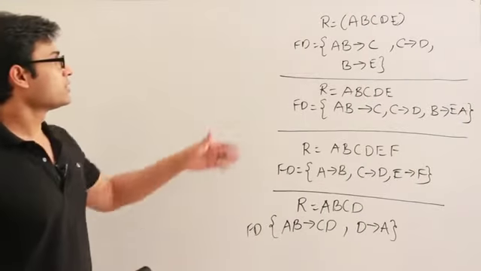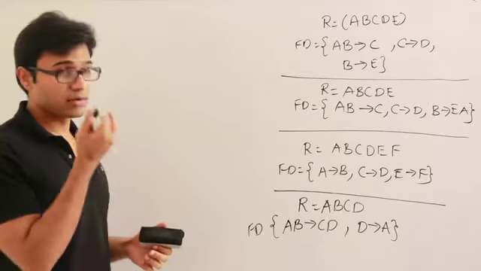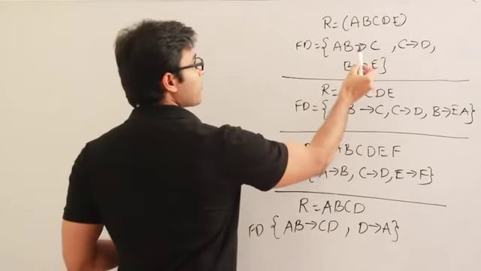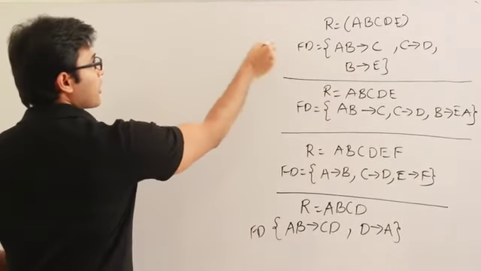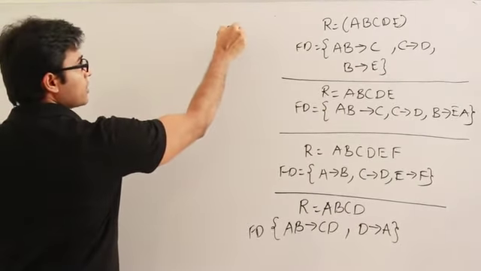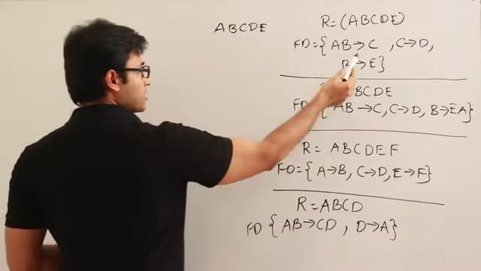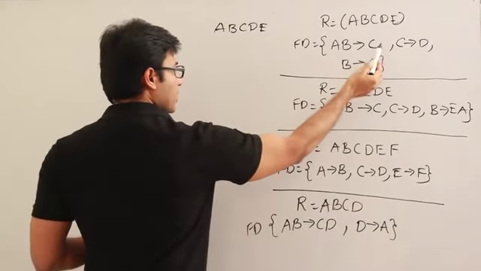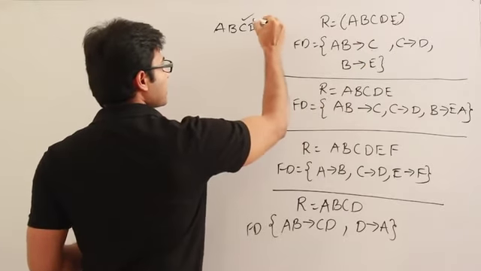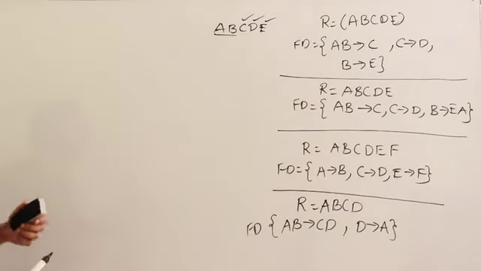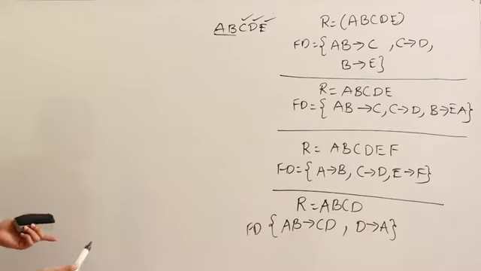Now for this relation and these FDs, let's find out the candidate keys. Now if you see this, what are the total number of attributes in this? A, B, C, D, E, right? Now let's see the right hand side of the FDs. So here the FDs contain C, D, and E. So the right hand side doesn't contain any of A, B, right? Therefore AB should definitely be in the key.